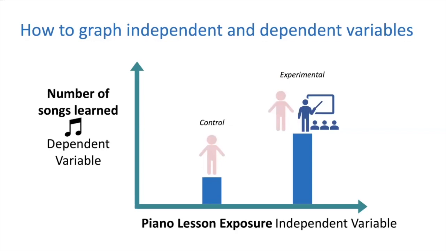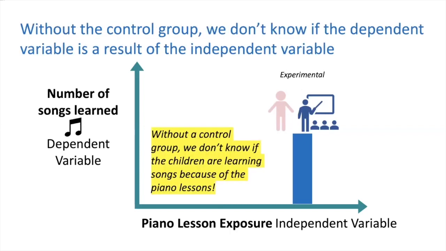Now, let's go back to our piano lesson example. Here on the x-axis, we have the piano lesson exposure. On the right, we have the experimental group, and on the left, we have the control group. Again, the groups are the same except the one independent variable, piano lessons, in the experimental group. On the y-axis, we have the number of songs learned, the dependent variable. In this graph, it looks like the piano lesson group is learning more songs than the group of children that do not get piano lessons.